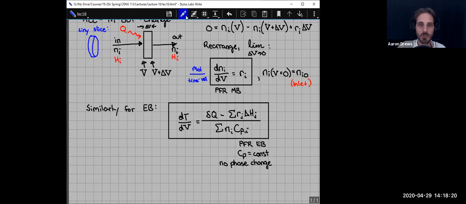The energy balance also has an initial condition, and that initial condition is that the temperature of the material at the inlet to the reactor, which is V equal to zero, is equal to T sub zero.